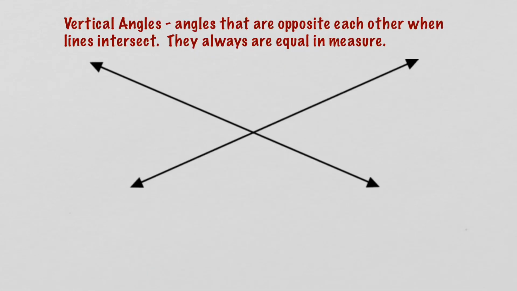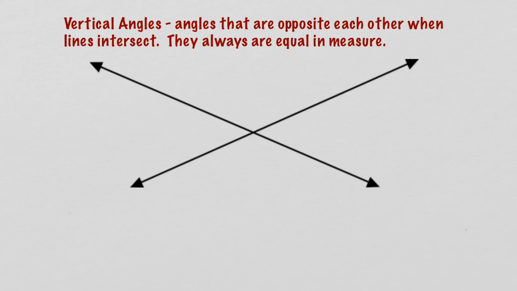We're going to talk about vertical angles. Now, vertical angles are angles that are always opposite each other when lines intersect, and they always are equal in measure. When we say equal in measure, we mean that they have the same number of degrees. So intersecting lines means lines that cross. You can see we have a set of those here.